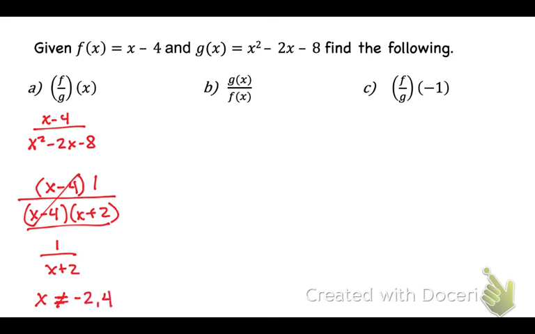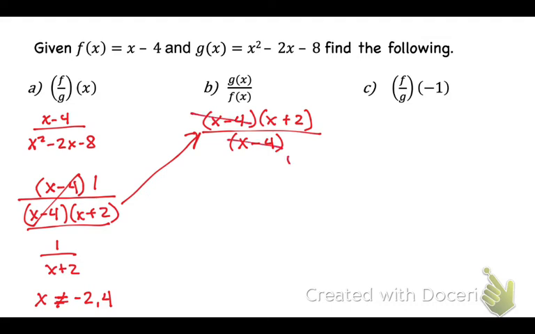So g divided by f. Well, I'm just going to take this and reciprocate it, right? Why is it negative 2? Because if you set it equal to 0, it switches signs. Oh, yeah. Okay? So now what's going to happen? The x minus 4 is reduced out, yes? To 1. So I'm left with x plus 2, but x still cannot equal what? 4.